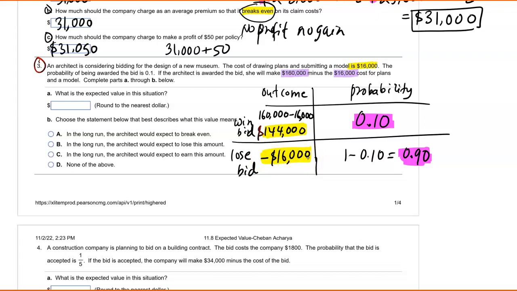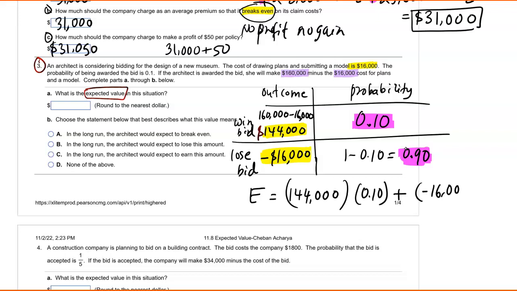Again, it's $144,000, the outcome if she wins the bid. If she loses the bid, the outcome will be negative $16,000. Now, the question is, what's the expected value? The expected value formula equals 144,000 times 0.10 plus negative 16,000 times 0.90. Now you multiply each number.